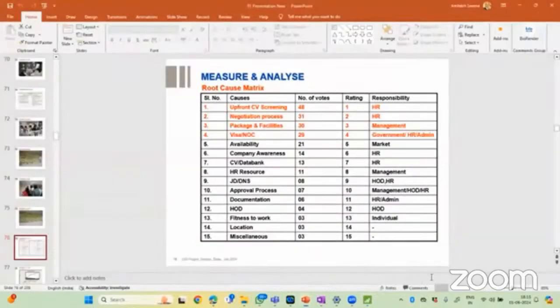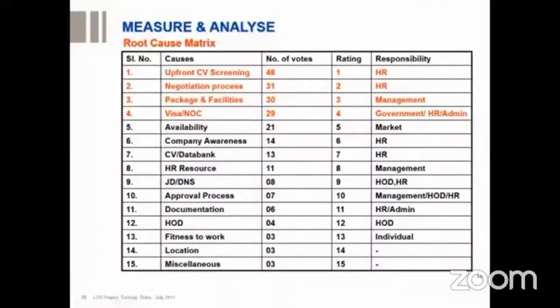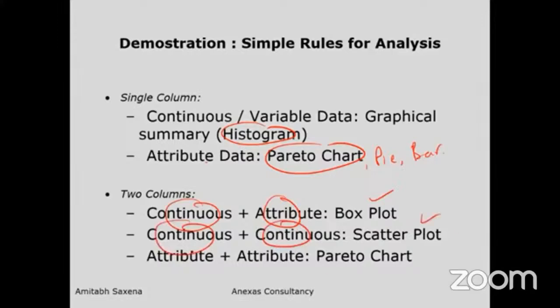So I have got the root causes, and once we have got the root causes, we take actions on them. Just to summarize: when dealing with continuous data, I did a histogram. With attribute data, I did a Pareto chart, or I can do a pie chart or bar chart also. When it is continuous and attribute data, I did a box plot. When it is continuous and continuous data, I did a scatter plot. When it's attribute and attribute data, I can do a Pareto chart. So now you can analyze all types of data.